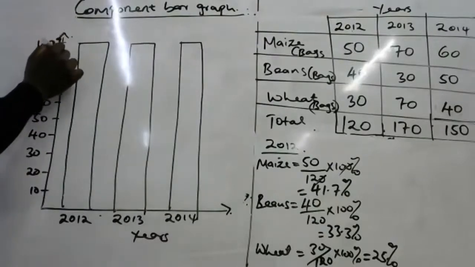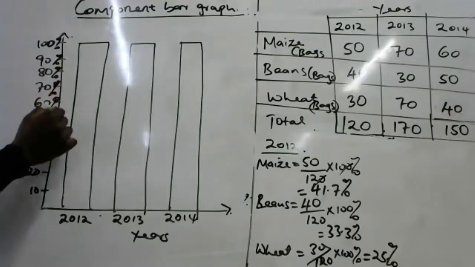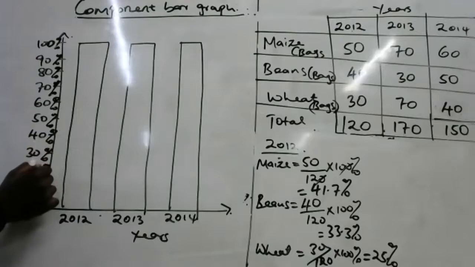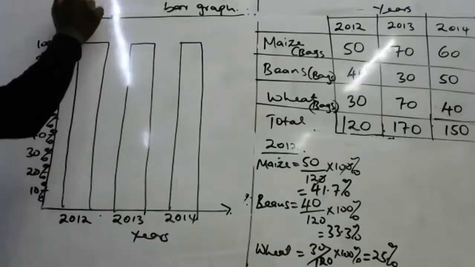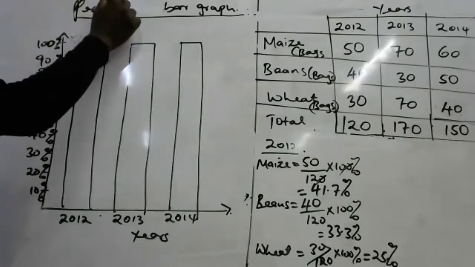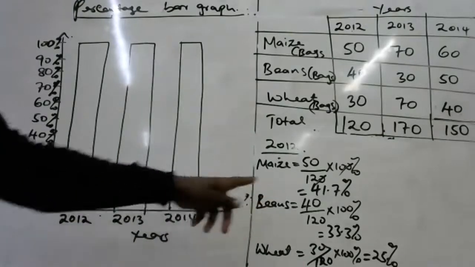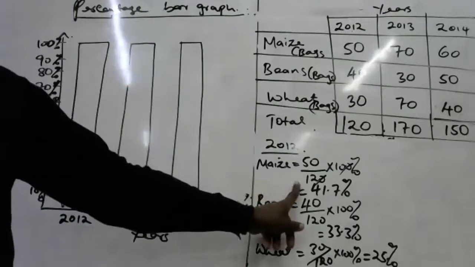Remember, these ones are all percentages. The values on the y axis are all in the form of percentage. That's why this one is known as the percentage bar graph. So you will come now and you can divide the bars on the basis of the percentage.